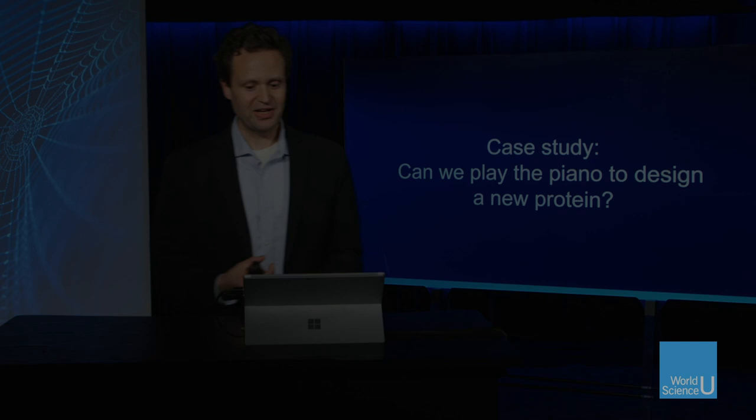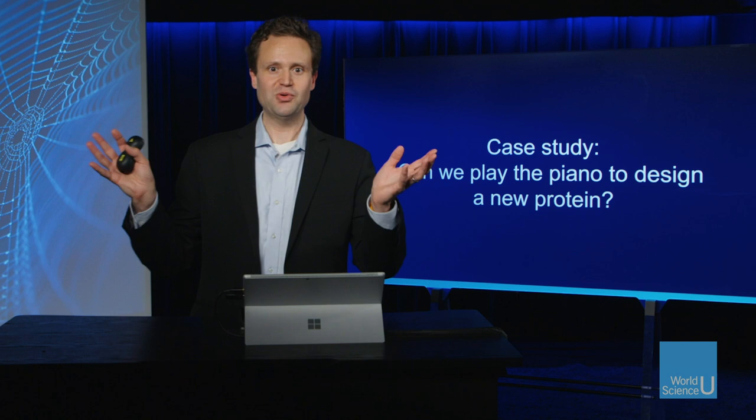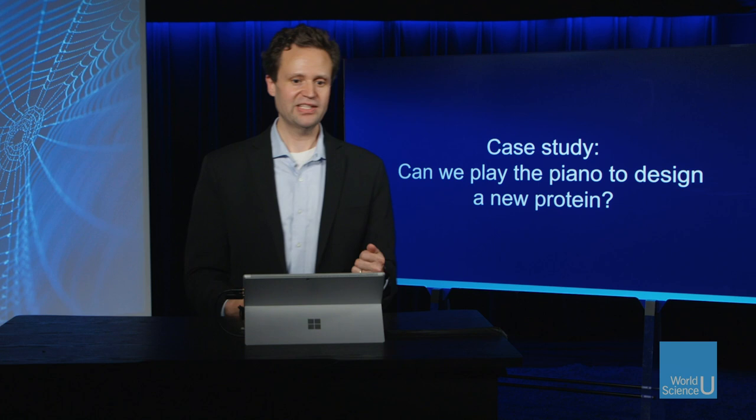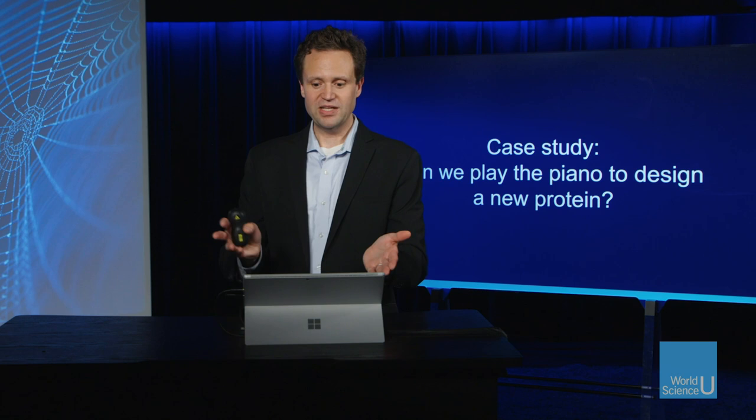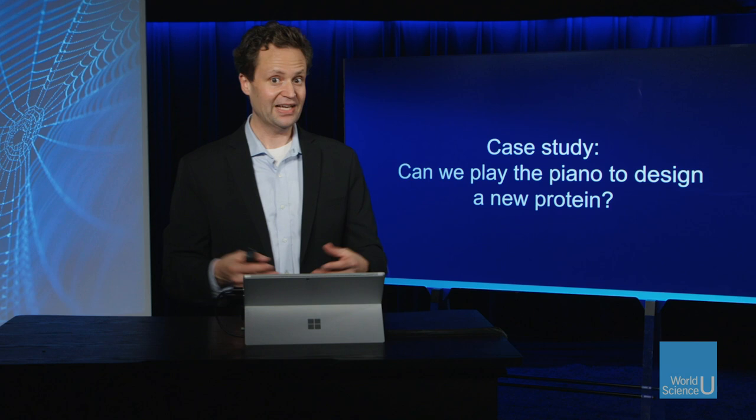Now let's do a little case study and think about, can we play the piano to design a new protein? This is a big question, right? So imagine wanting to design a protein. We've actually not really talked about designing proteins, but proteins are usually designed through evolutionary principles. They have random mutations, and the proteins that are successful survive. The ones that aren't successful, they don't survive. And this process is a natural selection process by which the best performing protein materials and proteins are selected to be used in organisms over and over again.